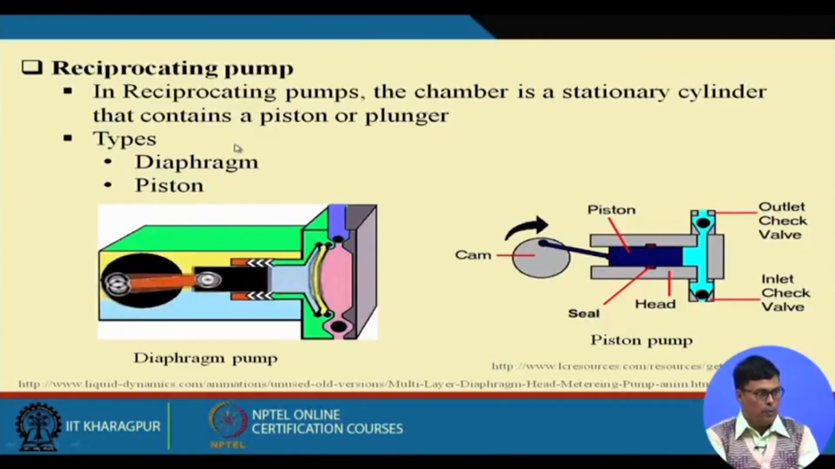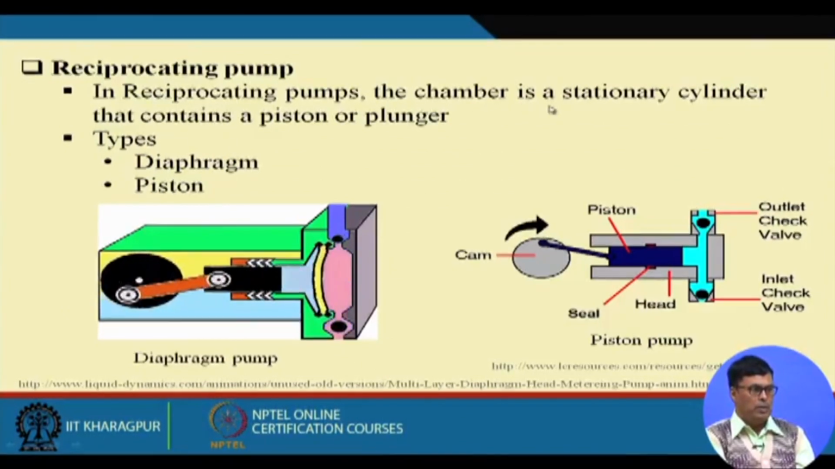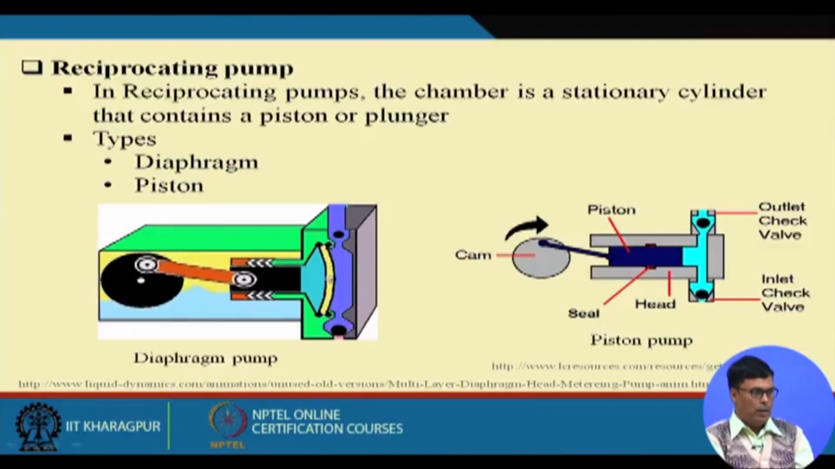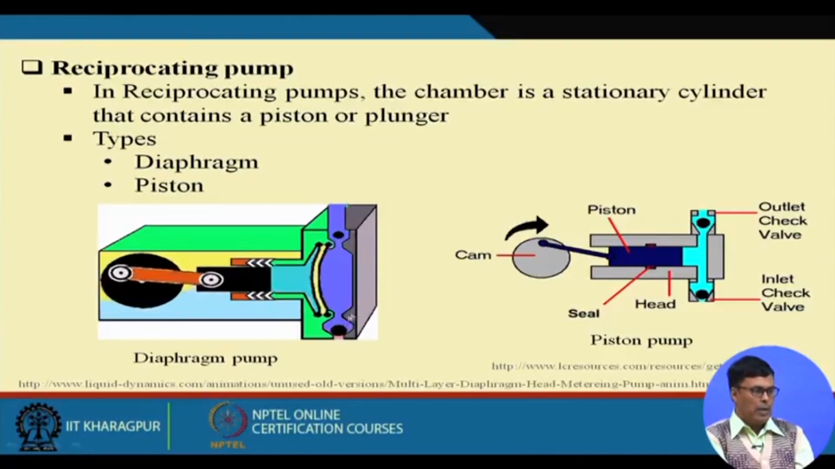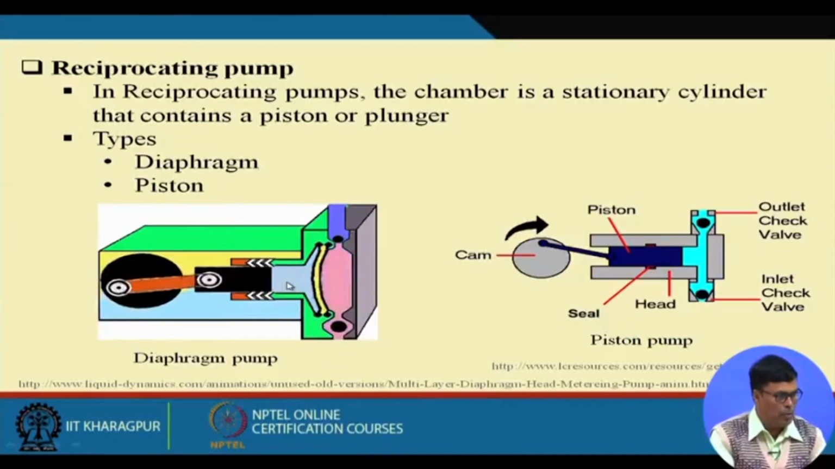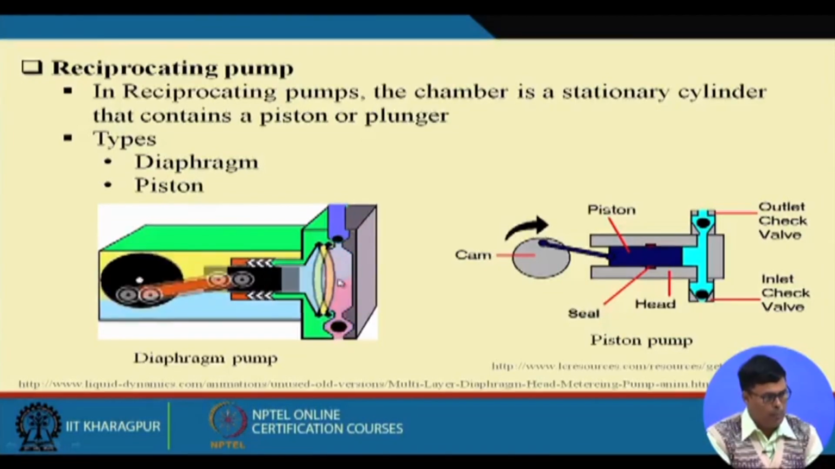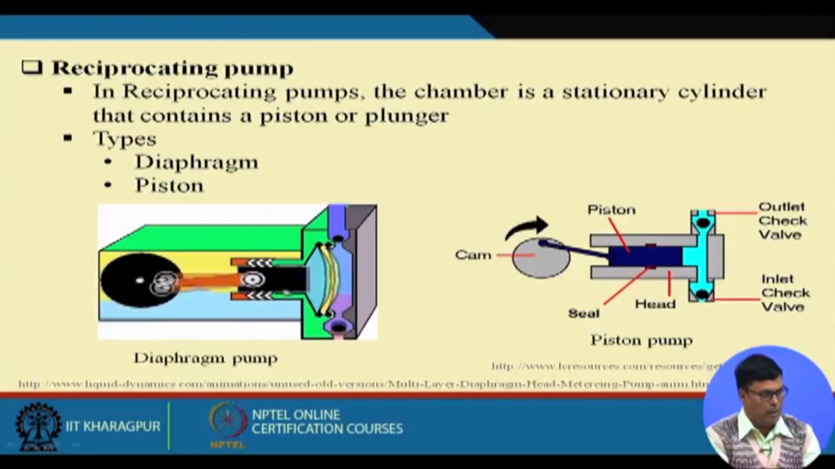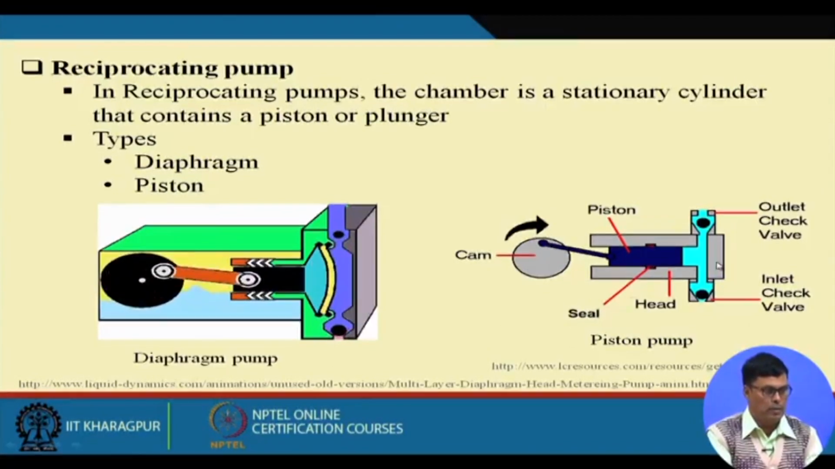Now, here is the reciprocating pump. In the reciprocating pump, the chamber is a stationary chamber that contains a piston or plunger, and the types are diaphragm and piston. You can see the piston is moving, and this is the diaphragm. Since the diaphragm is moving like this, the liquid is forced like this. The beauty of this is that your liquid will not come in direct contact with the pump. It is just with the membrane. The diaphragm is in contact, and nothing is directly connected with the outside of this piston and other things. This is how it looks. The liquid flows like this.